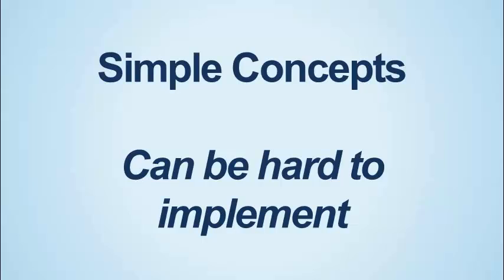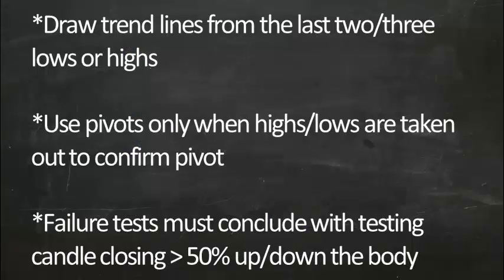However, they can be difficult to implement due to subjectivity that virtually all of us have. Trading indicators are popular for many people because if you just follow the indicator, your emotions, your judgments, and some biases can be removed. Although blindly following an indicator, in my opinion, is just a recipe for disaster. So let's see if we can make some of what's been covered objective. Number one, we can just draw trend lines from the last 2 or 3 lows or highs. Number two, we can use pivots only when highs or lows are taken out to confirm the pivot. And 3, a failure test must conclude with the testing candle closing 50% or more up or down the body.